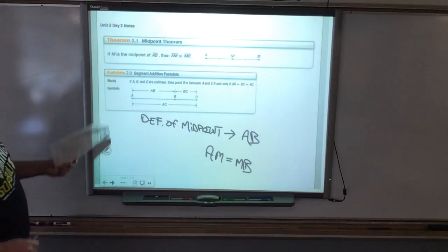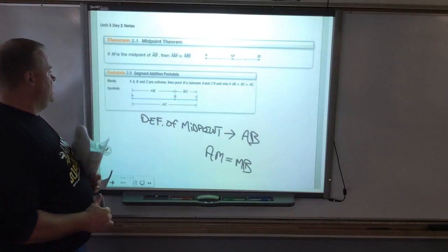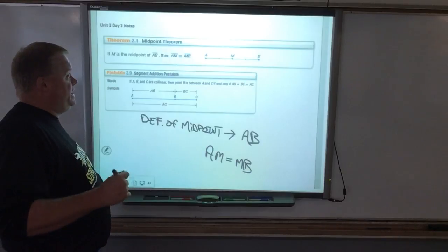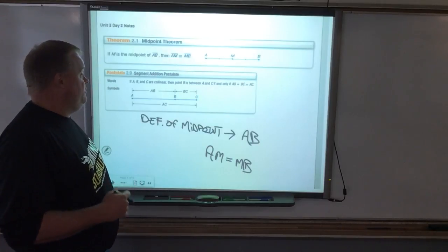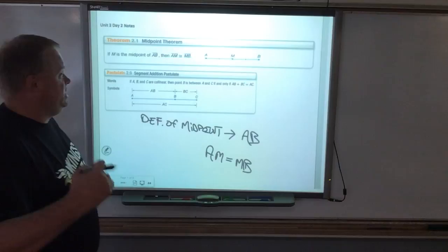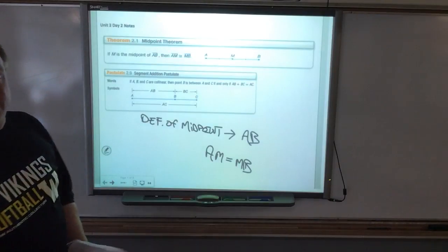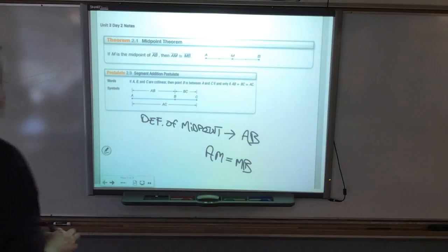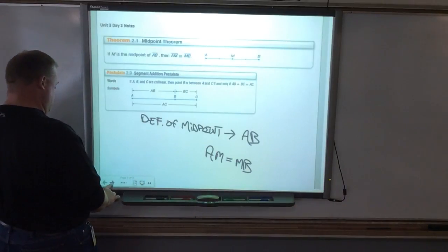And the second one we have definitely seen before. If A, B, and C are collinear, then point B is between A and C if and only if AB plus BC equals AC. We have seen the segment addition postulate before. All right, moving on.